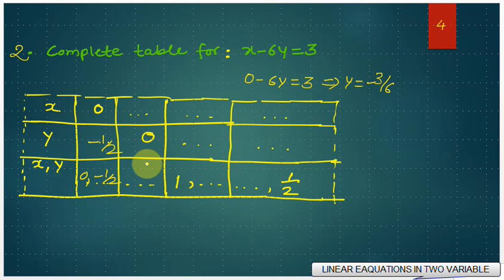In the next column, y is 0. What will be the value of x? So x minus 6 into 0, 0. So x is equal to 3. So the other point is (3, 0).